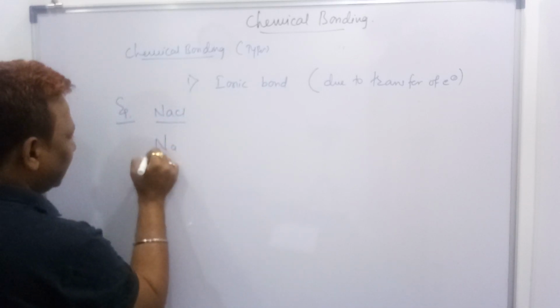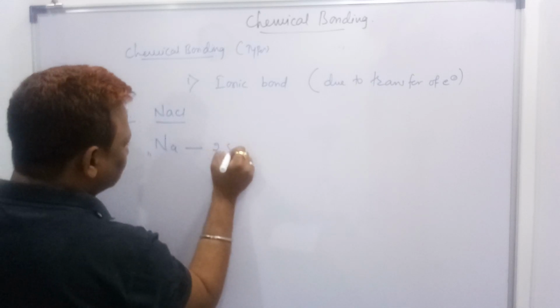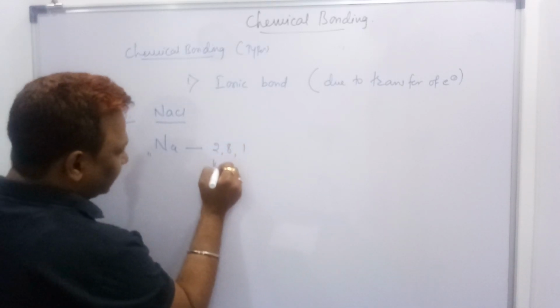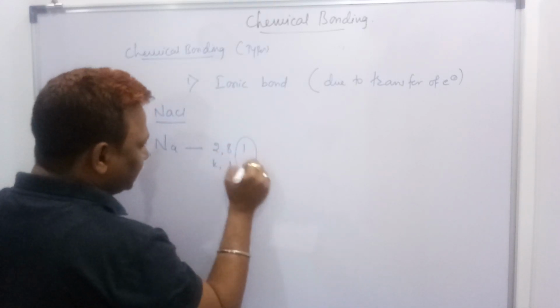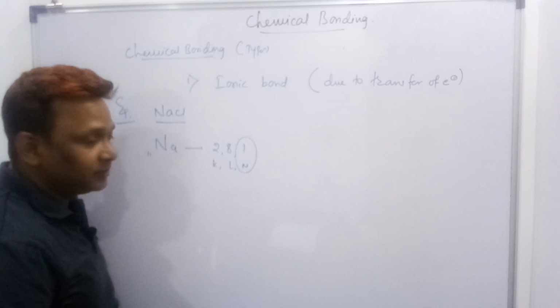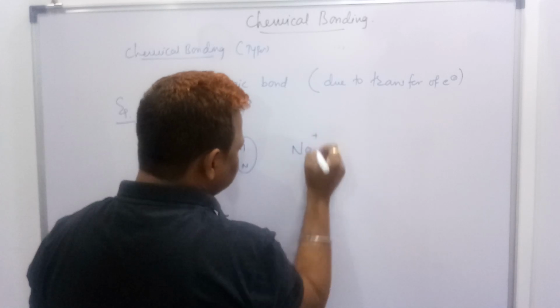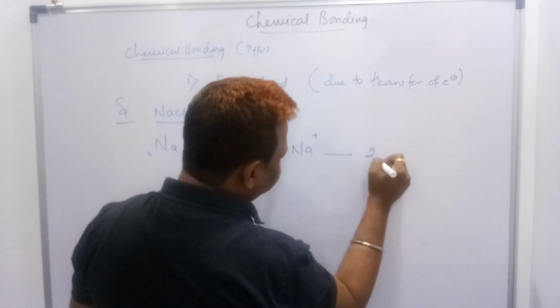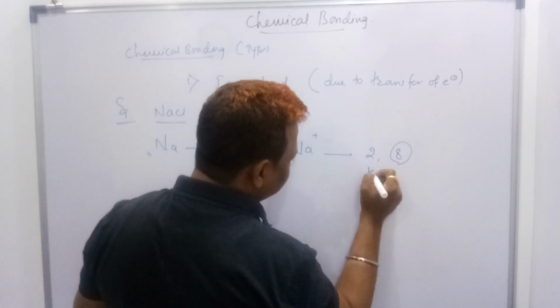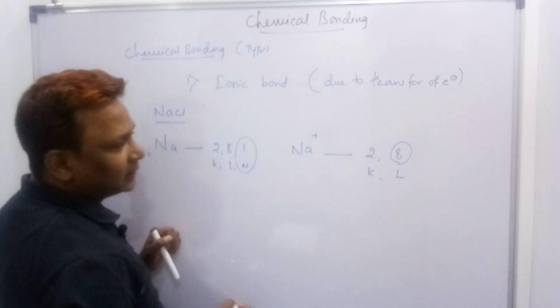Sodium, atomic number 11, has the configuration 2, 8, 1. We can know that in KLM, only one electron is present in the valence shell of sodium. The presence of one electron is highly unstable. So the sodium atom will lose its one electron, and by losing one electron, it will attain the octet configuration. Now you can check it here. The sodium ion is a stable ion.